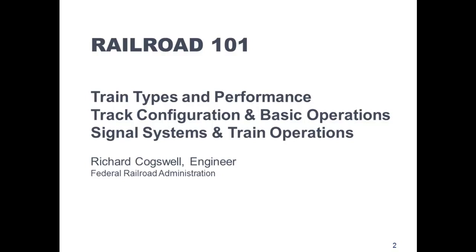Essentially, to be able to plan railroad changes or new infrastructure, people need to understand some basics regarding these topics: train types and performance, track configuration, basic operations, signal systems, and train operations. So for all who are working on rail projects, we want to impart some of these fundamentals. Also, when intercity passenger rail service and infrastructure projects are done with federal dollars, FRA wants to ensure the changes are freight and commuter neutral and add capacity to the railroad.